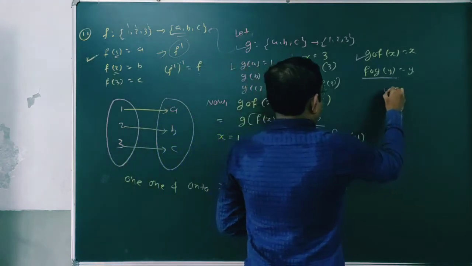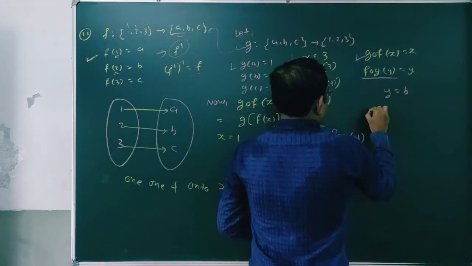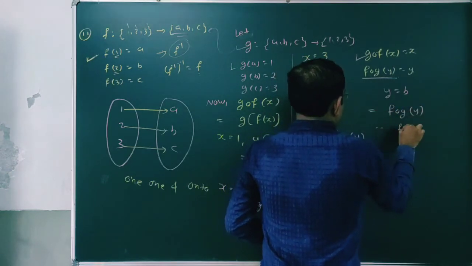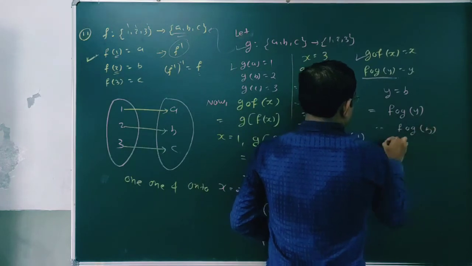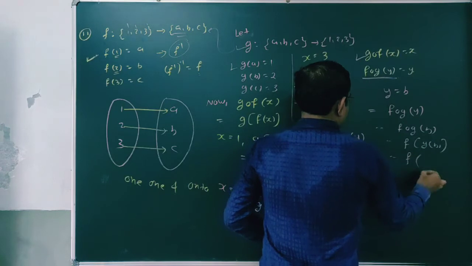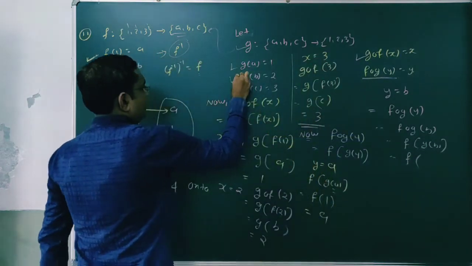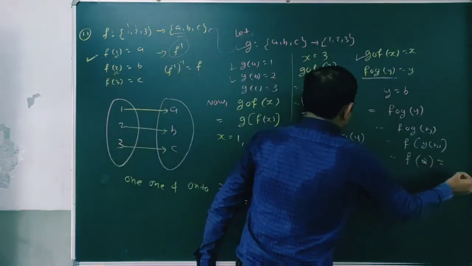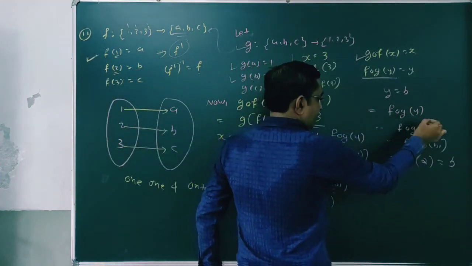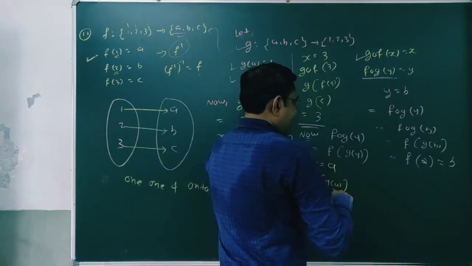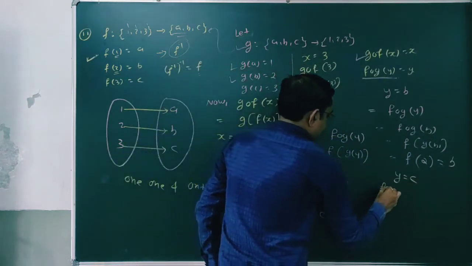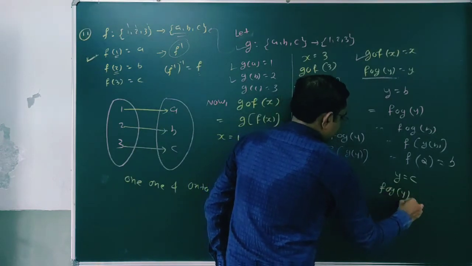Now if we take y equal to b, this one is f of g of b. Students, g of b is 2, so it's f of 2. And what is f of 2? F of 2 is b. So f of g of b equals b. Done. Now we take y equal to c.